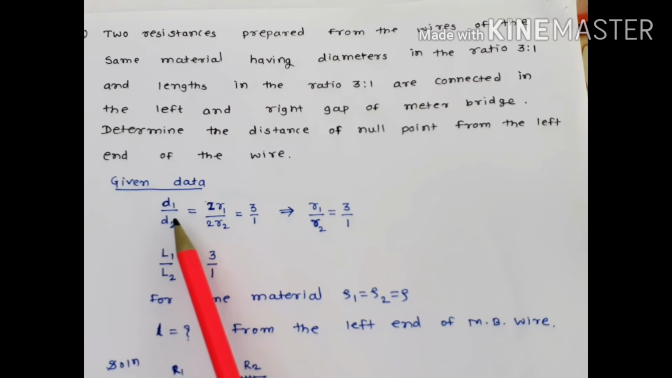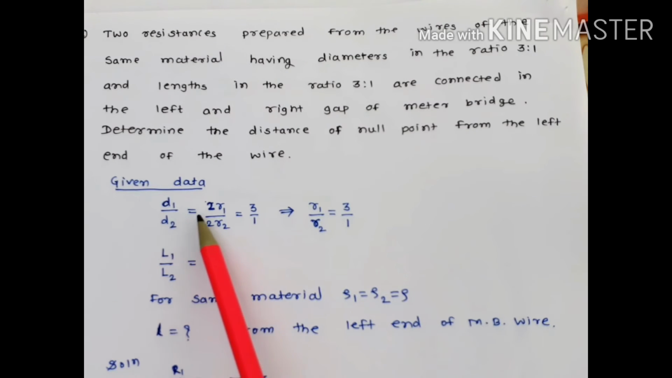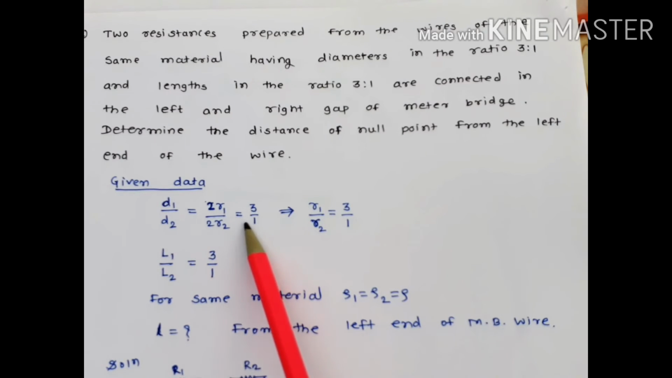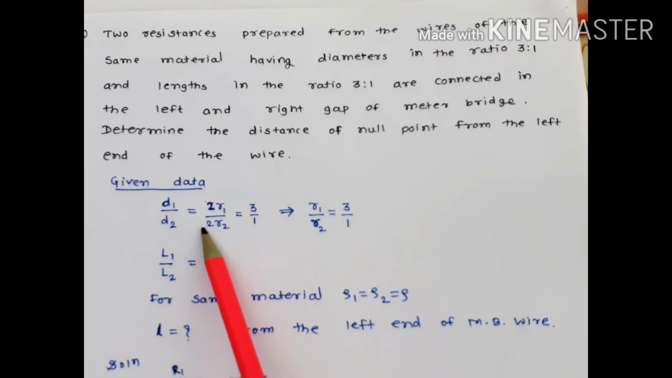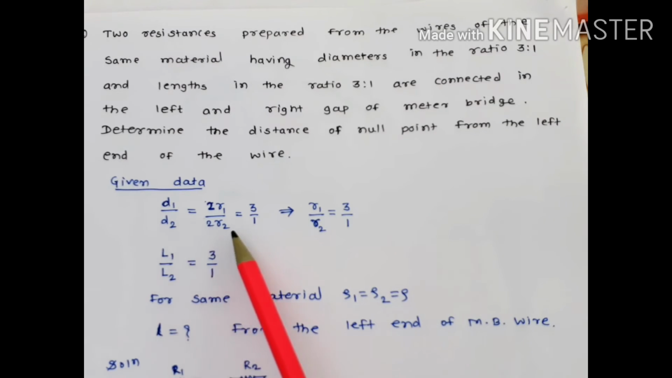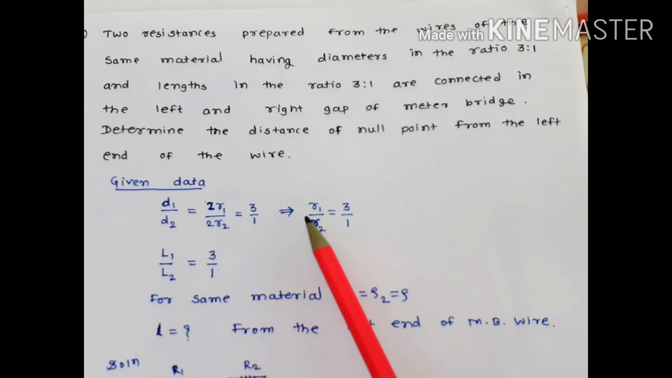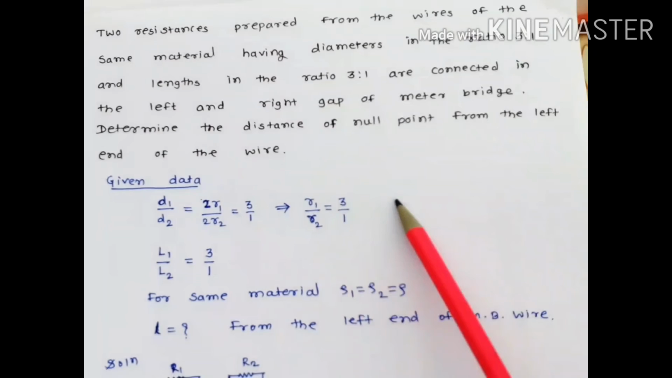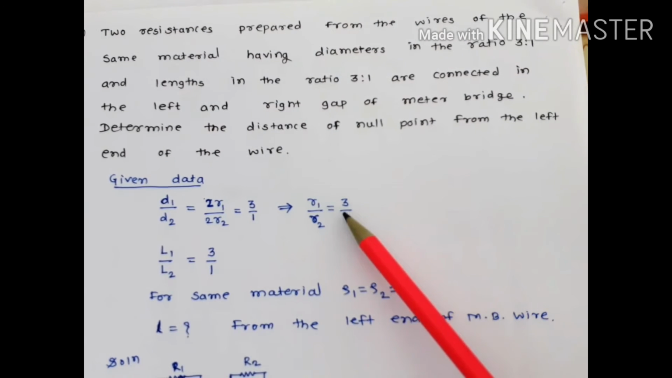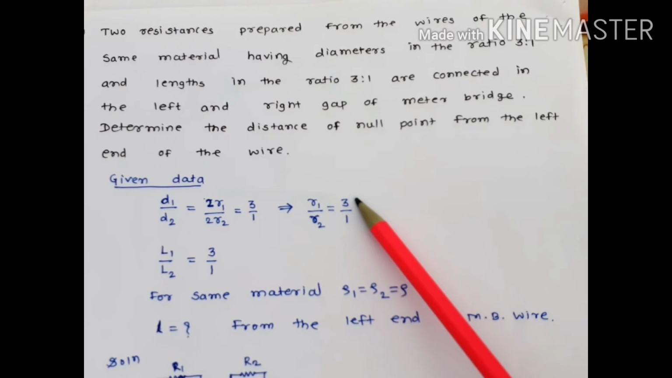Diameters ratio is given, d1 upon d2 is equal to 3:1, but diameter is equal to double the radius, therefore for d1 it is equal to 2 times r1 and for d2 2 times r2. Small r acts as a radius. Diameter is equal to twice the radius. This is the relation between diameter and radius I have written here. Therefore, from this equation I am able to write that r1 upon r2 is equal to 3:1.